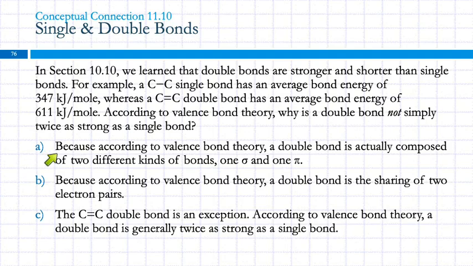Three choices. According to valence bond theory, a double bond is actually composed of two different kinds of bonds, one sigma and one pi. A double bond is the sharing of two electron pairs, or this is an exception. According to valence bond theory, a double bond is generally twice as strong as a single bond. It's A. It's not twice as strong because the second bond is a different kind of bond and it's weaker. So combined, those two bonds are stronger than a single bond, but they are not twice as strong. Any questions?